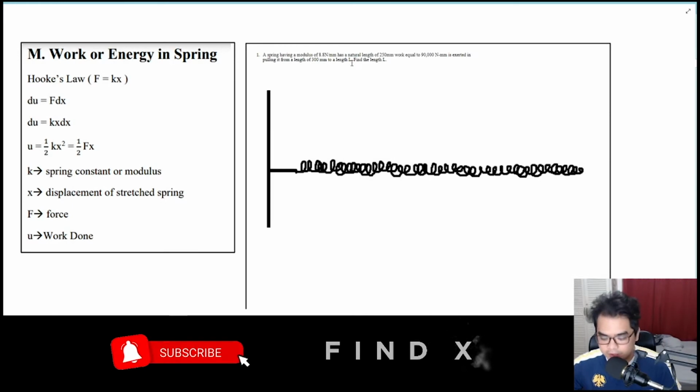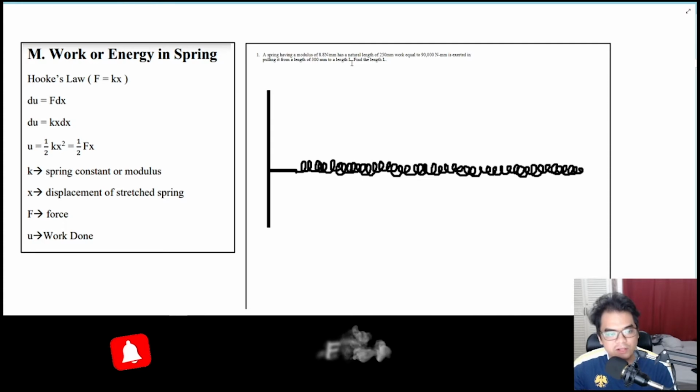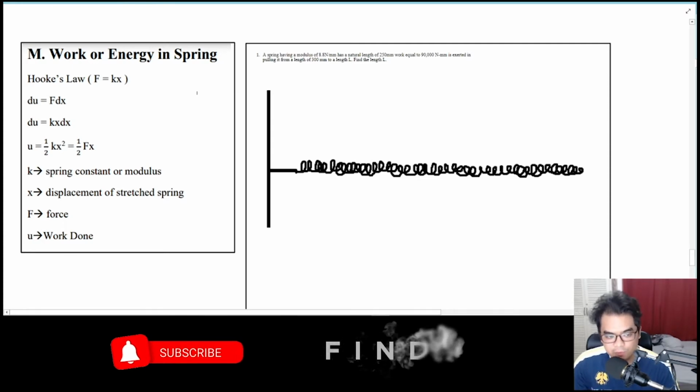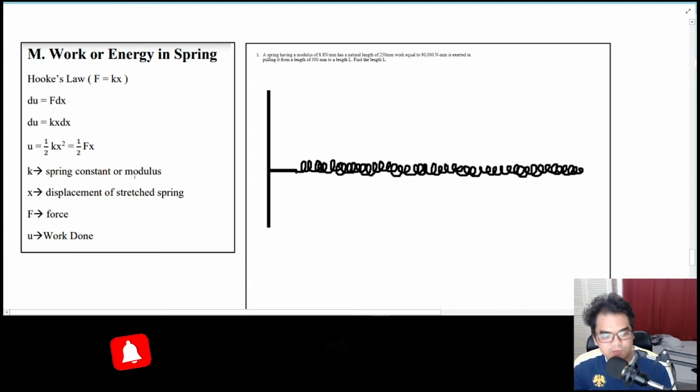So for our next topic, we have work or energy in a spring. We'll be utilizing Hooke's law. F is equal to Kx, where F is the force, x is the displacement, and K is your spring constant or modulus.